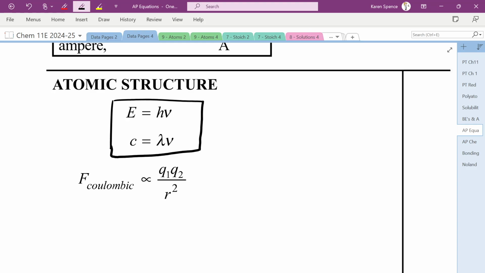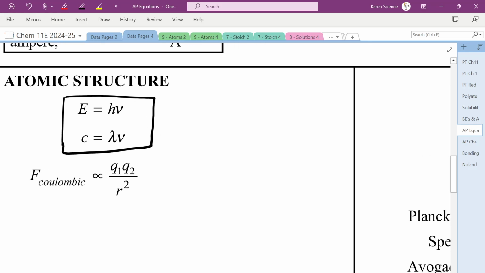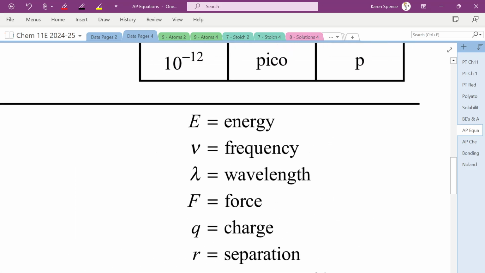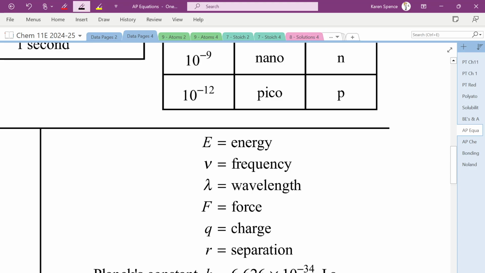But if you're like, I don't remember what any of these things stand for, where can you look? Over on the side. See, it says E is energy, nu, lambda is wavelength.